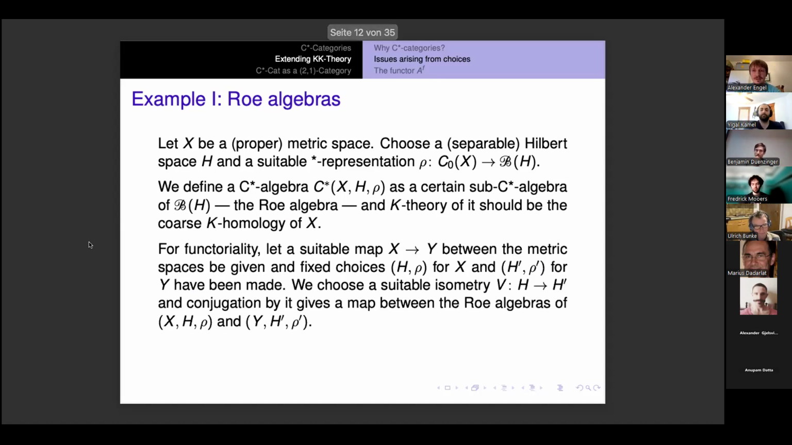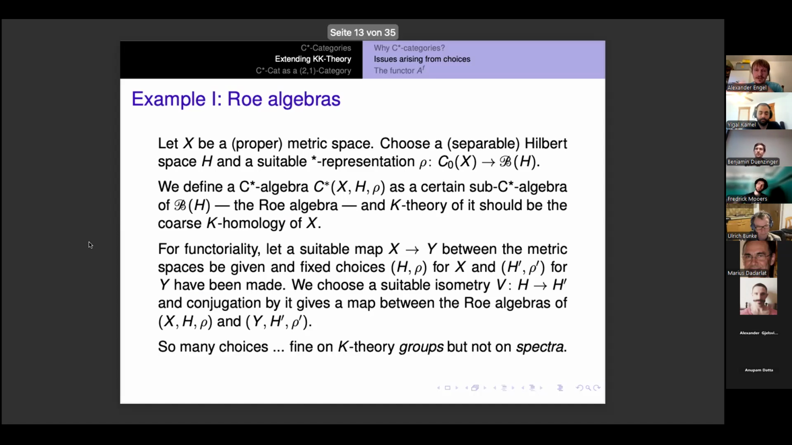And then you, of course, want functoriality. So assume you have two such metric spaces X and Y and a suitable map between them. Something like Lipschitz and proper would do the job. You want to define a map from the coarse K homology of X to the one of Y. So you have these fixed choices of Hilbert spaces and representations for X and for Y. Then you have to choose a suitable isometry from one Hilbert space to the other. Conjugation by this isometry will give you a map on these C-star algebras that you use to define functoriality.